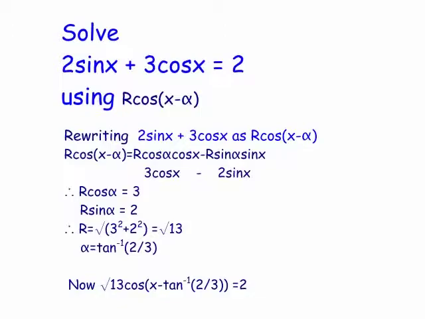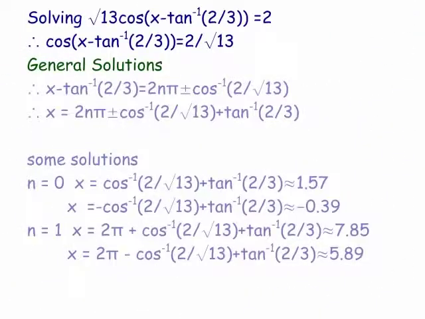Okay, let's have a look at this solution. Obviously you can see here, we rewrite it in compact form: root 13 cos x minus inverse tan 2 on 3 equals 2. Divide by root 13, and you end up getting that result there. Then you take the inverse cosine, and using our general solutions, you might remember that it's every 2n pi plus or minus, so we need to go backwards and forwards by that angle alpha, in this case, which is inverse cos of 2 on root 13.